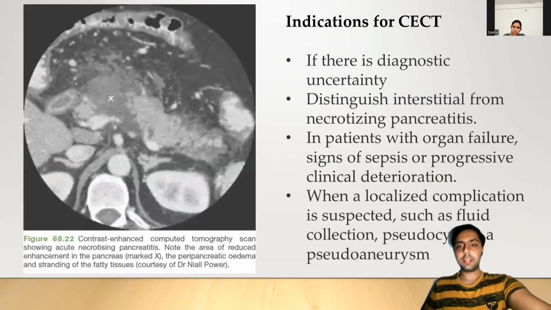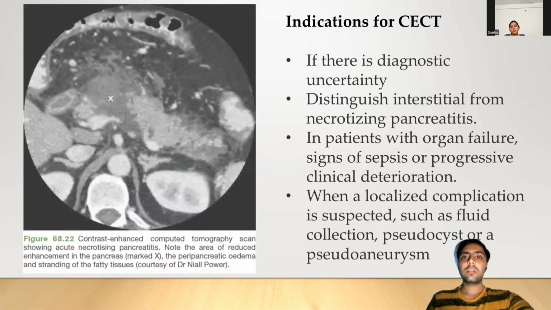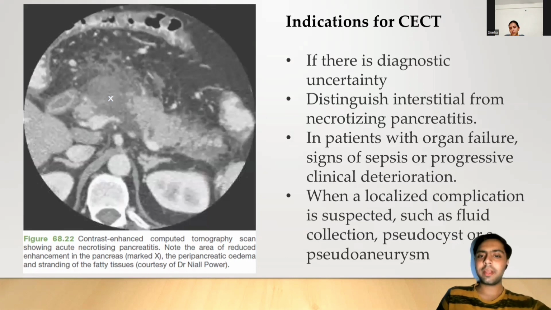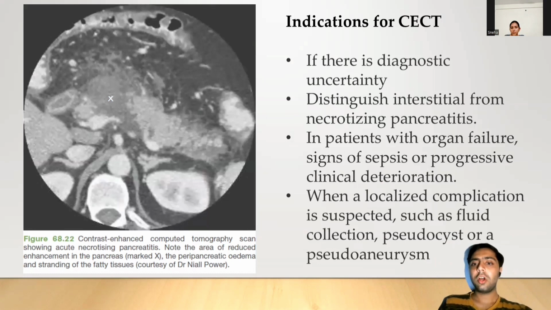Then we have the indications for CECT. Normally for all acute pancreatitis we do a CECT, but as per the book, we have to do it only when we cannot distinguish between interstitial and necrotic pancreatitis. If the diagnosis is not confirmed, or there is sepsis or organ failure, or it's not responding to medications, or there can be a localized complication like pseudocyst or pseudoaneurysm. In this picture you can see there is a cross mark. It is showing acute necrotizing pancreatitis. There you can see there is edema all around the pancreas. That picture has been shown in the CECT.